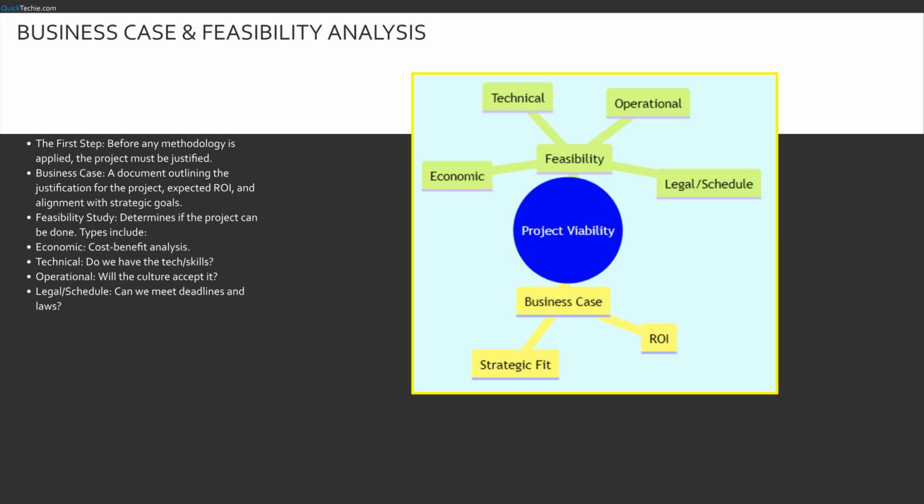On one side, we have the business case, focused on financial ROI and strategic fit. On the other, we have feasibility, branching into 4 critical checks: economic, money; technical, capability; operational, usage; and legal/schedule, compliance and time. All branches must be satisfied for the project to be viable.